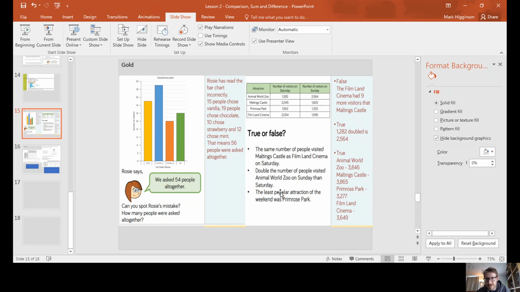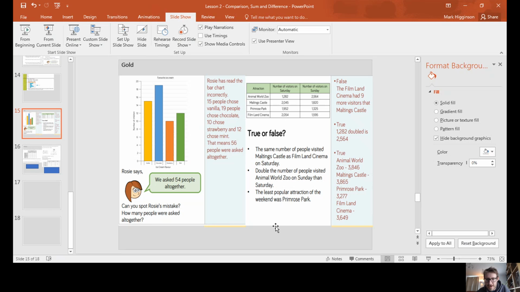And then this one, true or false. So looking at a table and answering some true or false questions. The first one: the same number of people visited Malting's Castle as Filmland Cinema on Saturday. So if we look at the number of visitors on Saturday, Malting's Castle and the cinema, are they the same? No. Filmland had 9 more visitors. Double the number of people visited Animal World Zoo on Sunday than Saturday. So find the zoo. Did twice as many people visit on Sunday than Saturday? Yes, because if you double 1,282, you get 2,564.